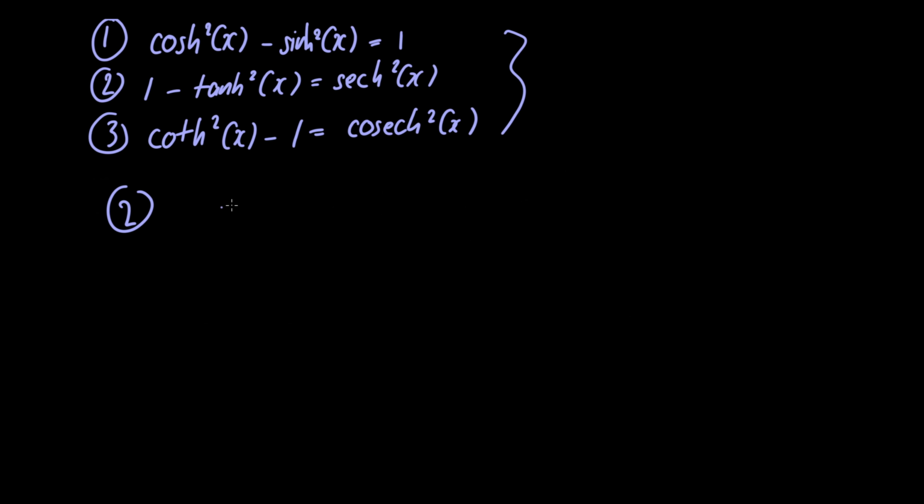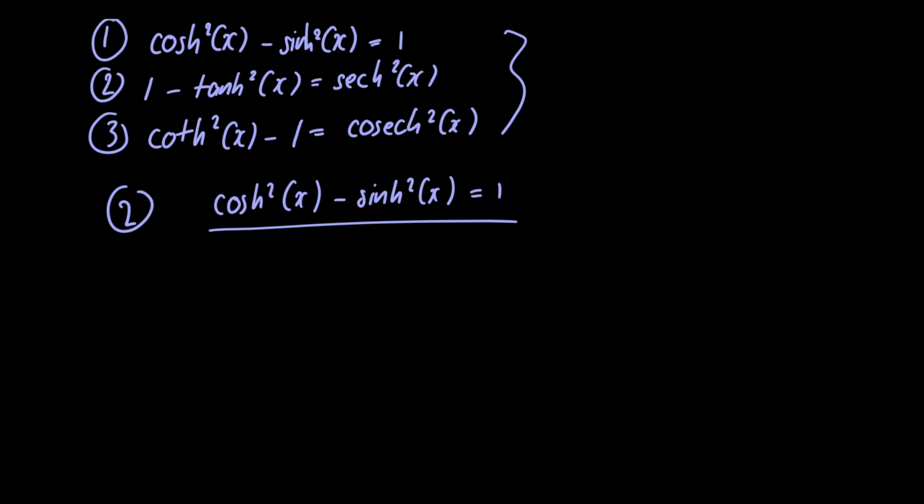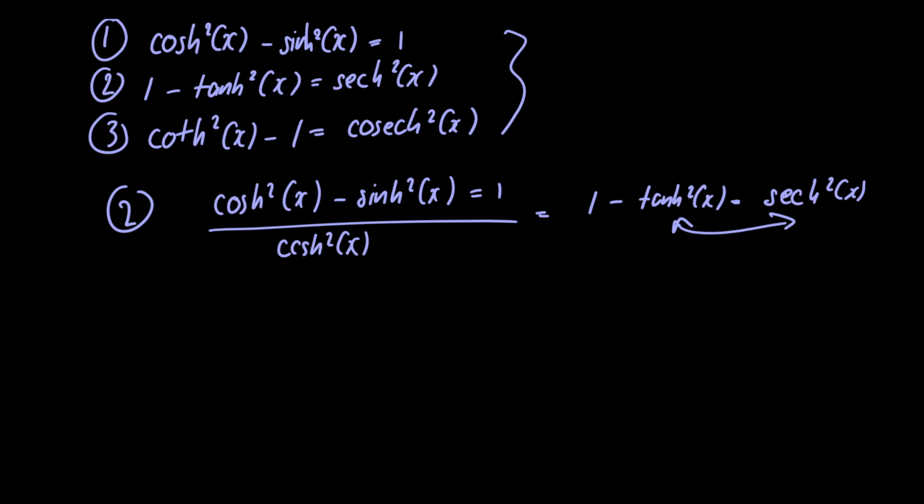If we were to start at identity number 1, and we wanted to get to something of this form, what we would just go ahead and do is divide everything by hyperbolic cosine squared of x. That would give us 1 minus hyperbolic tangent of x all squared, and that's equal to hyperbolic secant squared of x. We need to show that the left hand side is equal to the right hand side. Let's first figure out what the right hand side actually is.